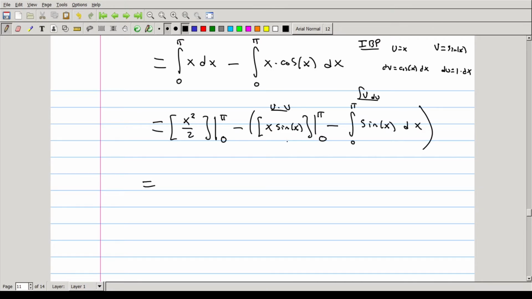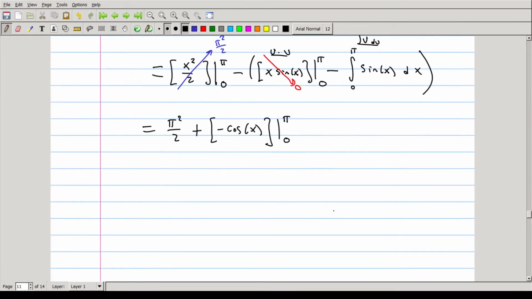And sine of pi is 0. Sine of 0 is 0. So this entire term right here is 0 when you plug in. This entire term right here is just going to be pi squared over 2 minus 0 squared over 2. So this is going to be pi squared over 2. And this negative times negative is positive. So you have your pi squared over 2 plus the integral of sine of x, which is going to be negative cosine of x from pi to 0.